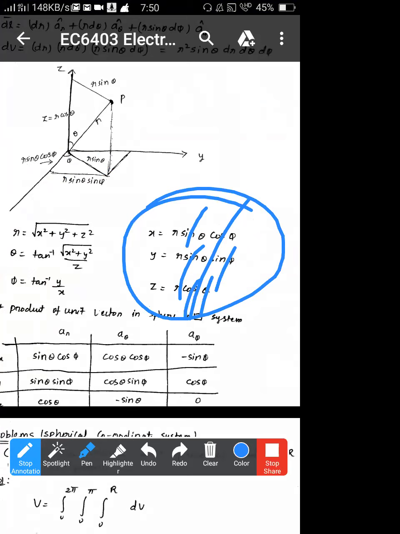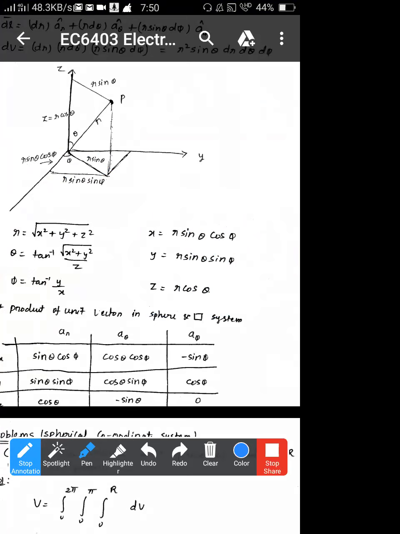Carefully I have chosen a point so that X is equal to R. Then what should be theta and phi? Yes, anybody understood this point?